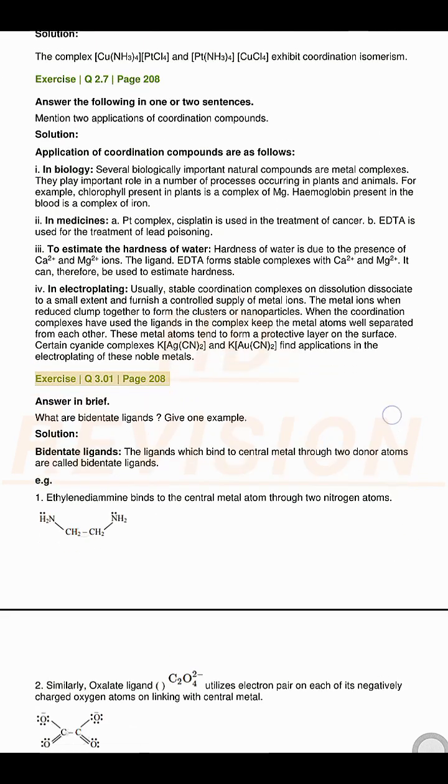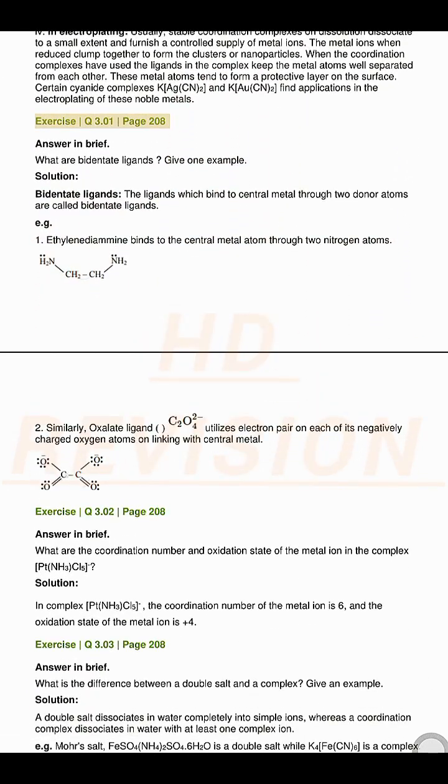Exercise Q3.01, page 208. Answer in brief. What are bidentate ligands? Give one example. Solution. Bidentate ligands. The ligands which bind to the central metal through two donor atoms are called bidentate ligands. E.g. 1. Ethylenediamine binds to the central metal atom through two nitrogen atoms. 2. Similarly, the oxalate ligand utilizes an electron pair on each of its negatively charged oxygen atoms on linking with the central metal.